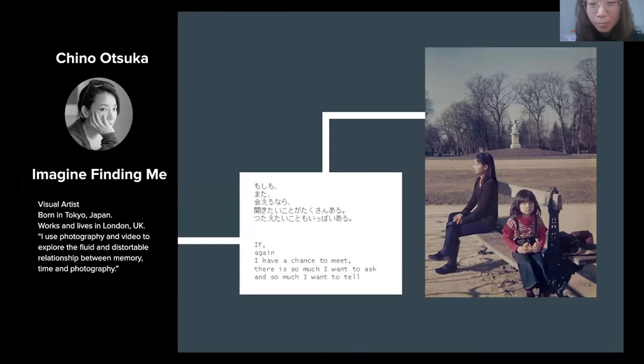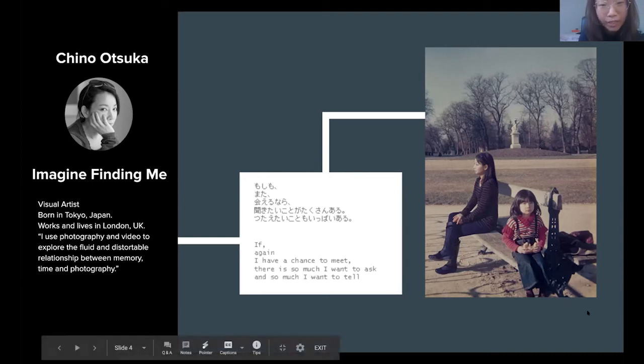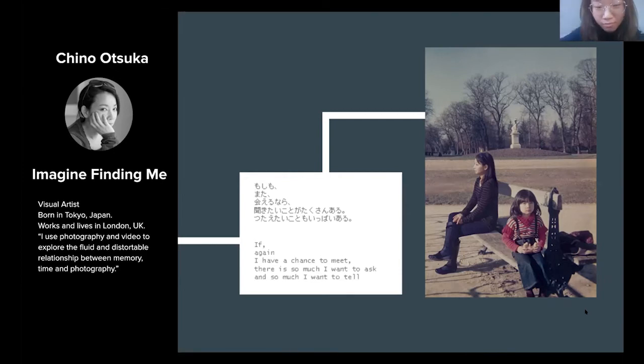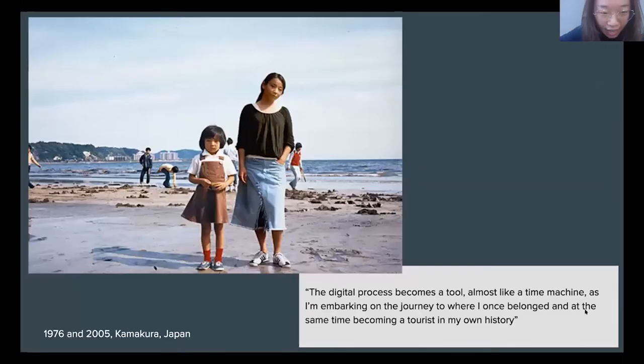She superimposed herself onto these old images to create the illusion that she is hanging out with her younger self. We thought this really aligned well with our theme because she is exploring her own past, juxtaposing these two realities. These are really amazing works. When I first saw this, I had no idea that this was digitally manipulated. The artist herself said that the digital process becomes a tool, almost like a time machine, as I'm embarking on the journey to where I once belonged, and at the same time becoming a tourist in my own history.